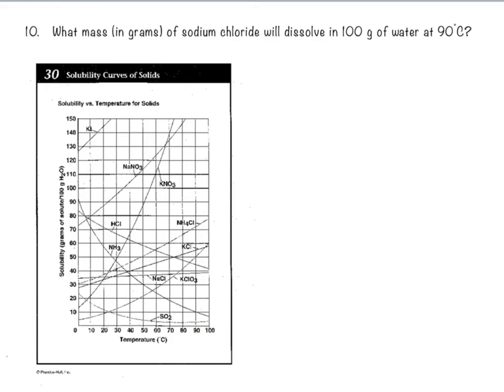And so if you look at this, here's 90 degrees Celsius, and sodium chloride is this line here. If I follow this graph up, at 90 degrees Celsius, sodium chloride is a little bit below 40. We'll just call this 38 grams of sodium chloride.